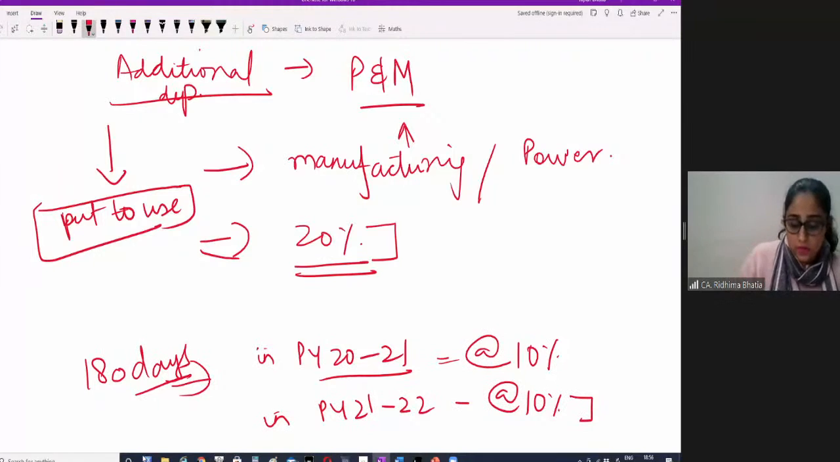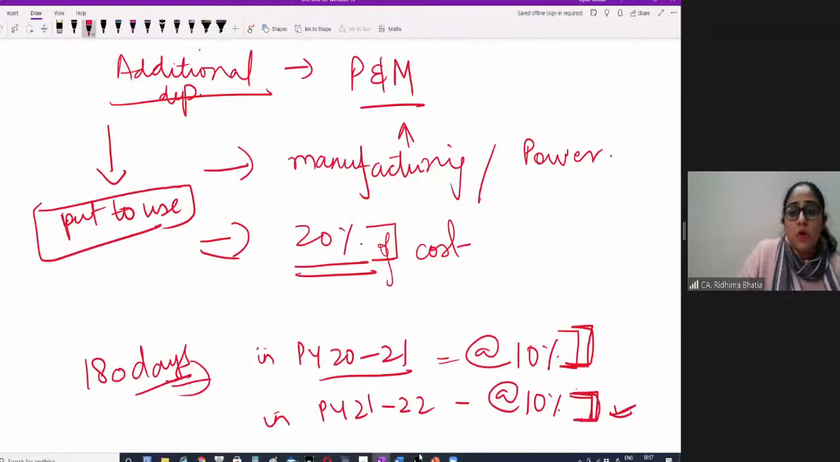At your level, the question will not come that additional depreciation has to be claimed this year. The question will come like this, that additional depreciation was claimed last year. Now you have to be very vigilant to claim the depreciation which is left of that 10% this year. This 20% is allowed in the year when it is put to use, and it is 20% of the cost, not the WDV. So this 10% would be allowed of the cost, and the next year also the same 10% of the cost would be allowed, not of the WDV.